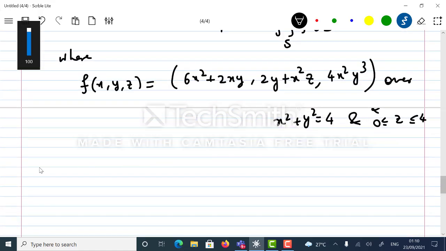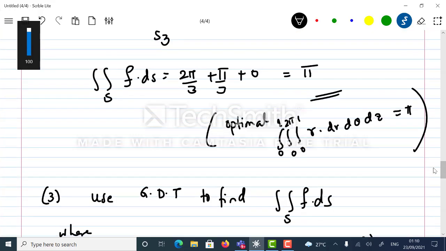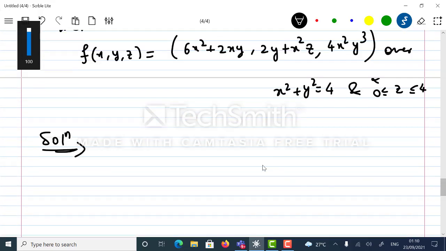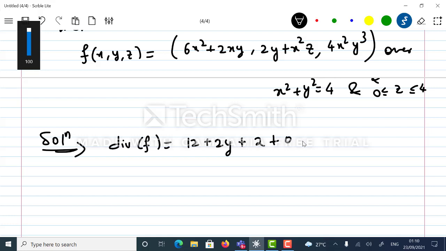Let me go for the solution. Since it is asked to find the surface integral, that means I need to find a triple integral. For a triple integral, I need to know the divergence of F. So let me calculate the divergence of F. It is 6x² means 12x, plus 2y, plus 2, plus 0. So it is 14 plus 2y. This is what my divergence of F is.